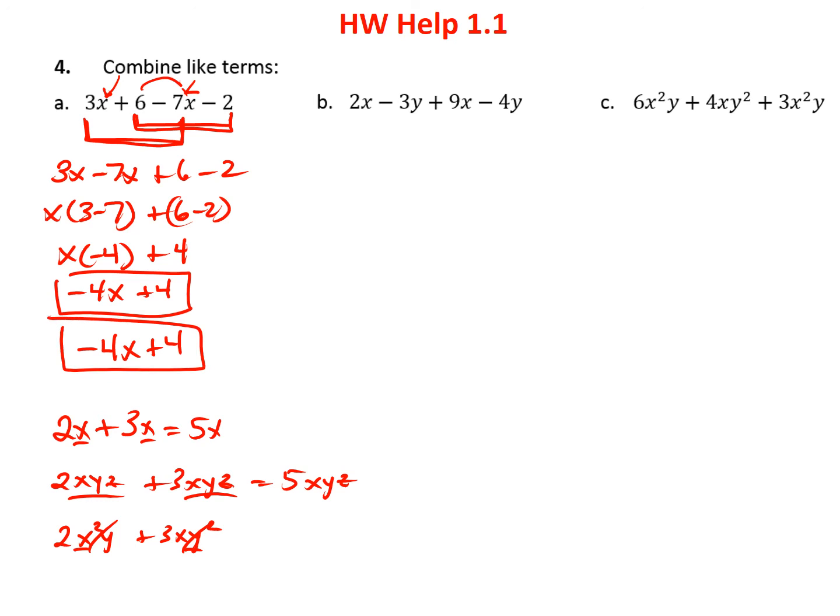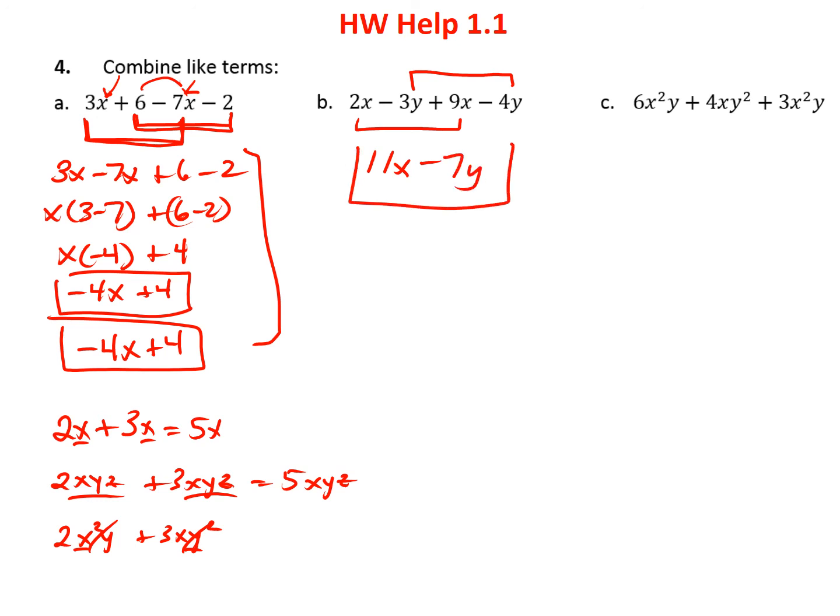Let's just, instead of doing all of this work here, let's just find the common terms. There's a 2x and a 9x. They both have the same variable part. What's 2 apples plus 9 apples? Oh, that's 11 apples, or 11x. And then I have a negative 3y and a negative 4y. So think, what's negative 3 plus negative 4? That's negative 7y.